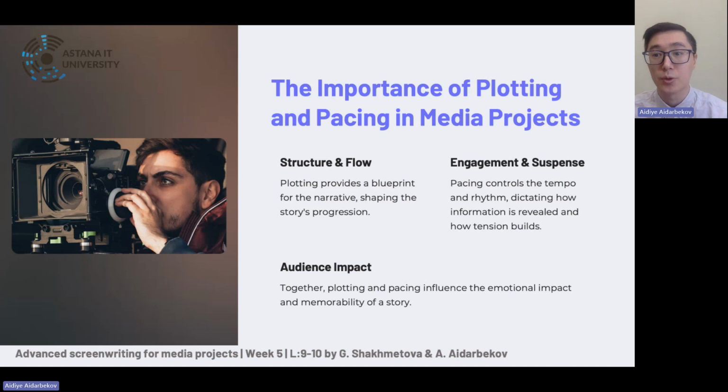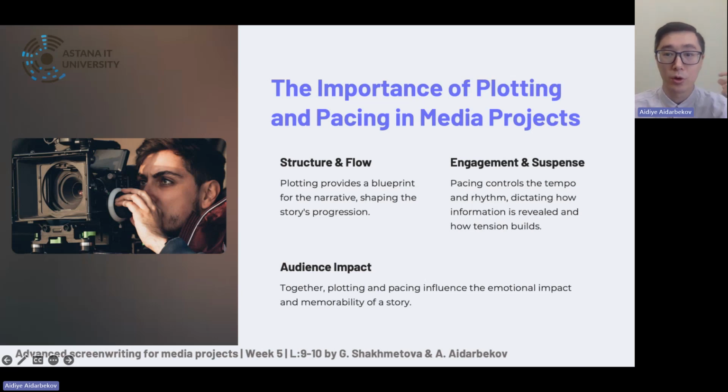Pacing controls the tempo and the rhythm, dictating how information is revealed and how tension builds. So, plotting is like plotting the story, and pacing is the tempo, how we will run through these different plotting structures and audience impact. Together, plotting and pacing influence the emotional impact and memorability of a story. So usually it works together.